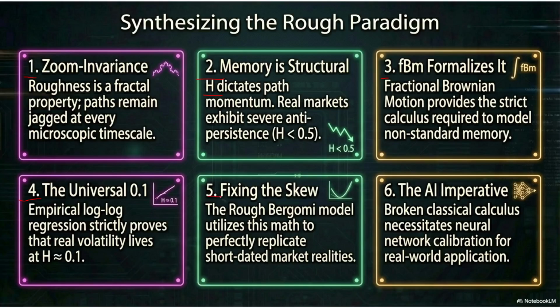5. Fixing the skew. The rough Bergomi model utilizes this math to perfectly replicate short-dated market realities. 6 is the AI imperative. Broken classical calculus forces us to use neural network calibration for real world application.